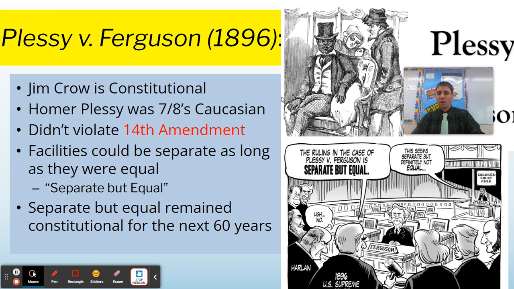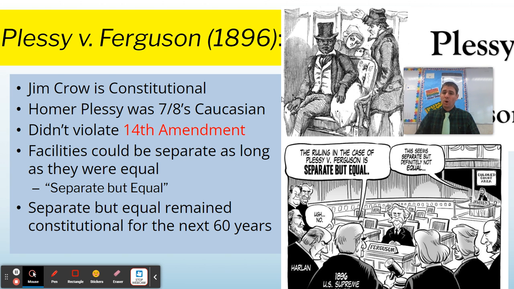One example of this came about from the Plessy v. Ferguson case. You have this individual, and this is a Supreme Court case I want you to write down. Homer Plessy was traveling on a train. The train had a white section and a Black section. Homer Plessy, who was 7/8 Caucasian, by the way, back then they had the one drop rule.